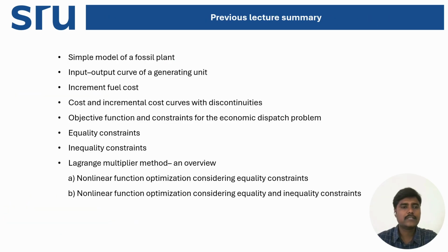In the previous lecture, we discussed the simple model of a thermal plant, and we saw the various curves with respect to the cost function. We also discussed equality constraints and inequality constraints. Then we discussed the Lagrange multiplier method by considering both equality and inequality constraints.